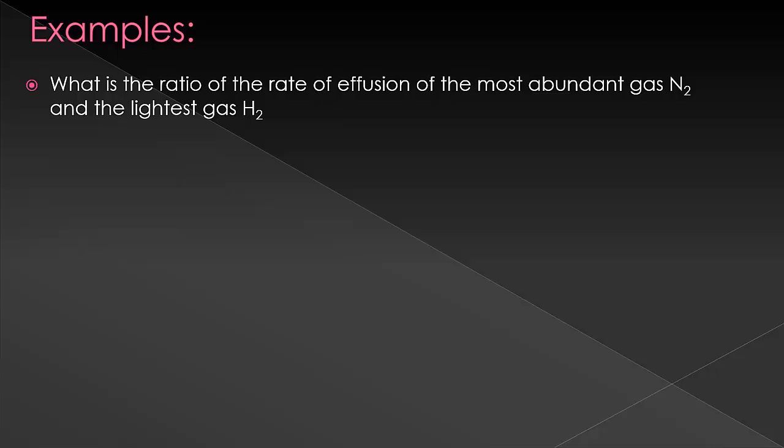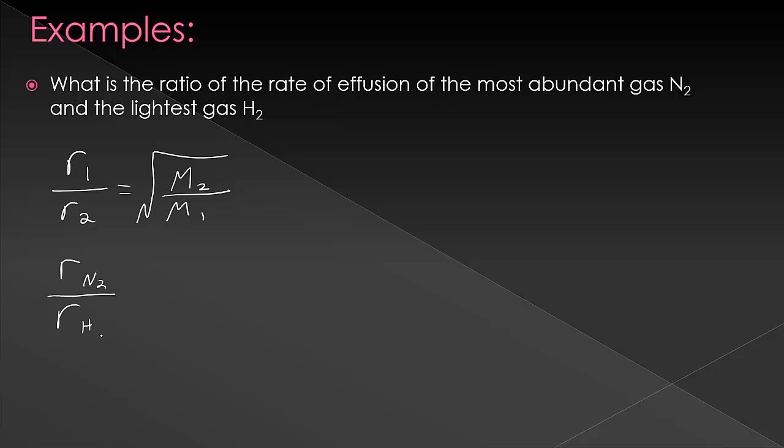What is the ratio of the rate of effusion of the most abundant gas, N2, to the lightest gas, H2? So this is, again, using the same equation that we did before. We know our R1 and R2 are inversely related to their masses. And at this point, since we just need to know the ratio of the two, we can go ahead and fill in. Now we do have to be careful with the wording of the problem. I asked for the most abundant gas to the lightest gas, which means that the N2 goes on top, the H2 goes on the bottom.